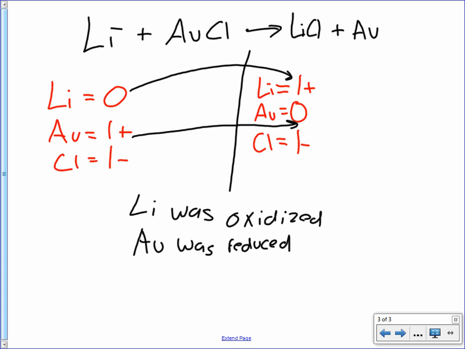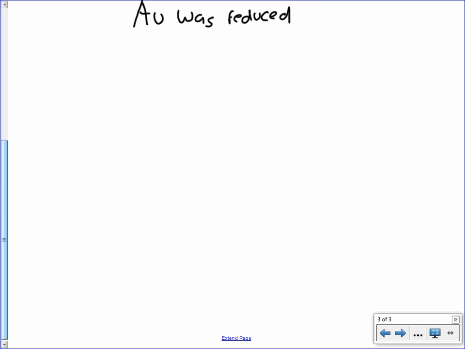Okay, so that's really it for redox. You just need to be able to identify oxidation state and then see which elements were oxidized and reduced. So I'm going to give you guys just a couple practice problems and let you work those out, and we'll be done.